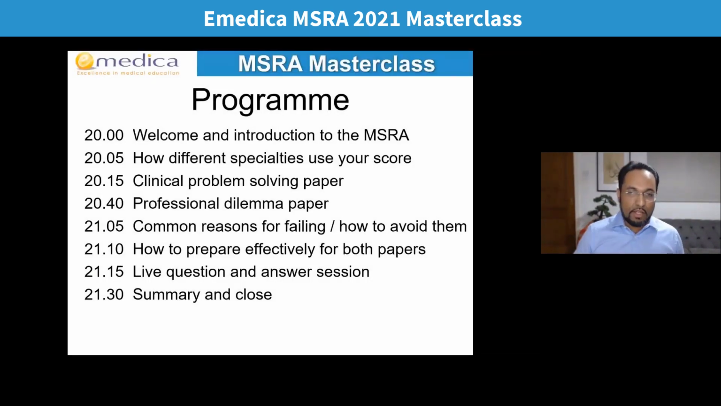Let's look at what we're going to cover. We're going to start with an introduction to the exam and how different specialties are going to use it. Then we're going to do some revision questions for the clinical paper, then for the professional dilemma paper. Then we'll look at why people fail, how you can avoid that, and how to prepare effectively for both papers, so you don't just get a job, you get your first choice job. Then we've got a live Q&A at the end, and we should finish at 9:30.